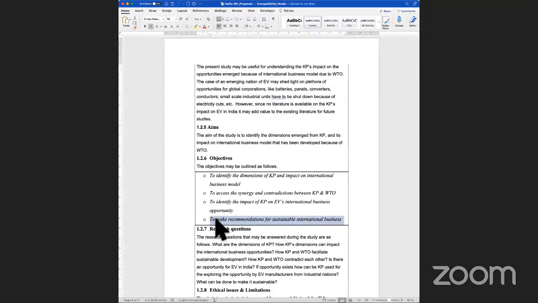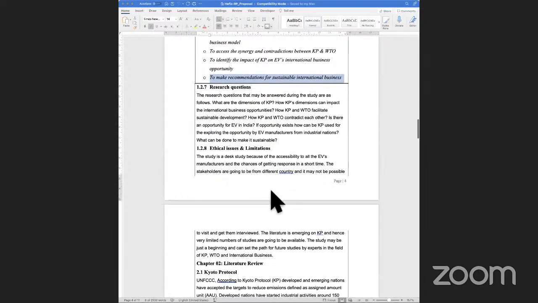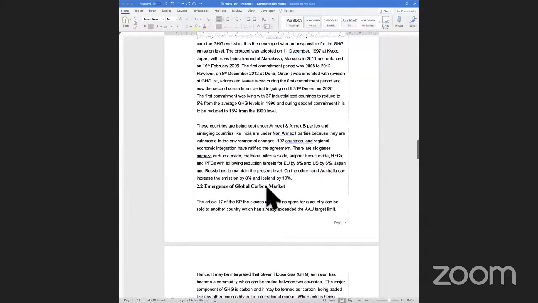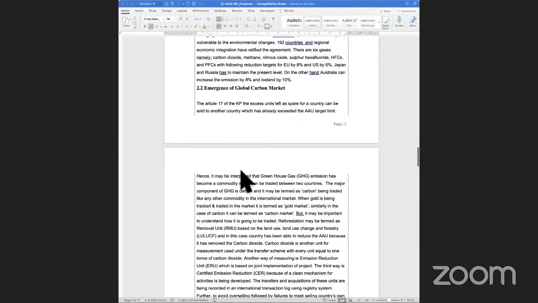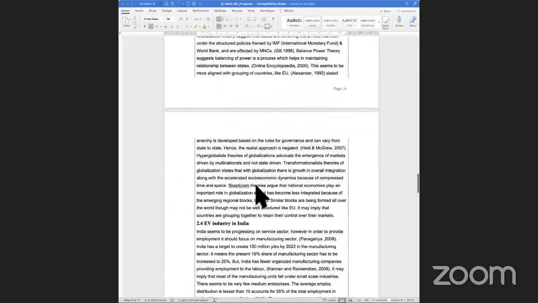So if you see the assessment criteria that we've discussed today, it talks about evaluating appropriate techniques, interpretation and analysis of data, and then recommendation. So research questions, ethical issues and limitations, existing literature review, where existing data has been analyzed. They've considered certain key points or factors like the emergence of global carbon market, carbon emissions being offset by developed countries investing in developing countries. Now, what are the theories of international business model?